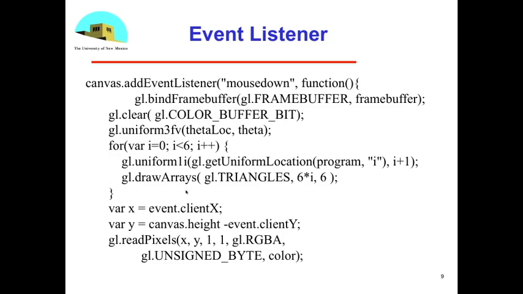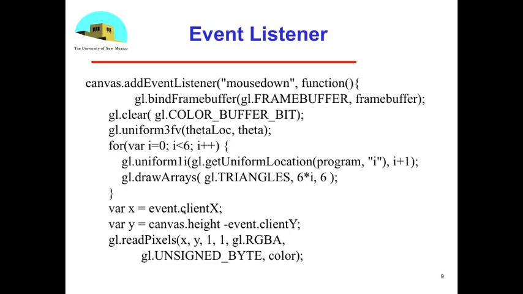Then I'm going to send over the index i, so I'm going to get the location of i back from the shader, map it to a value. Then I'm going to draw triangles, 6. I'm going to draw 2 triangles for each of the faces, and I'm going to draw the six faces, 2 triangles per face.